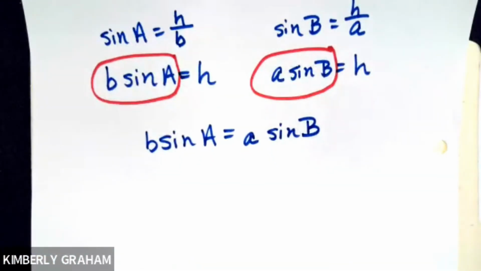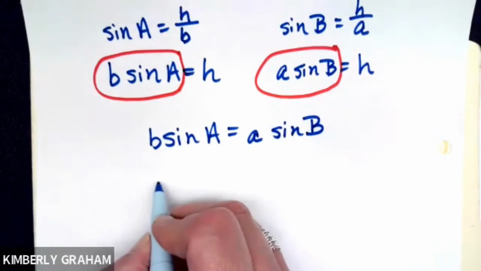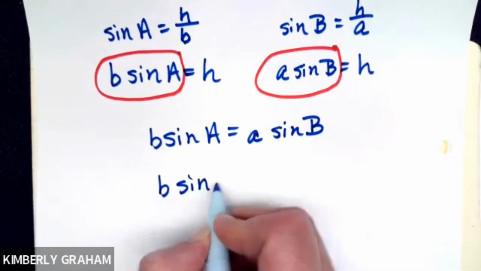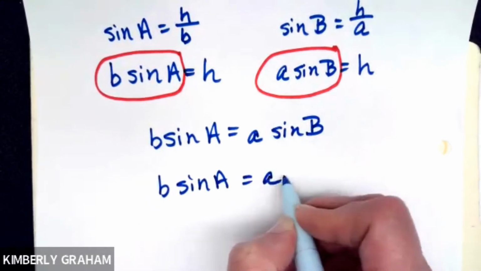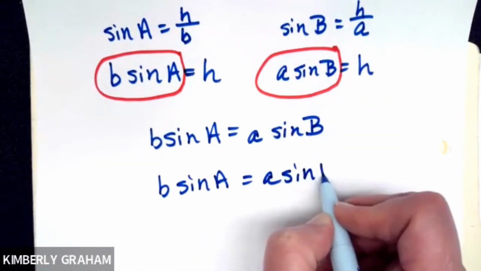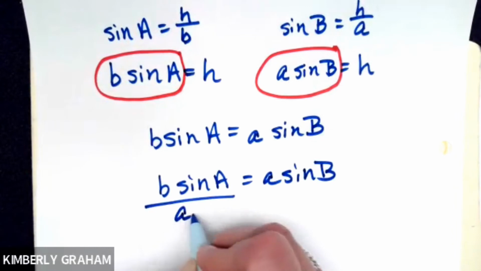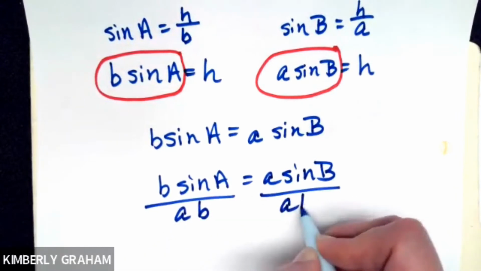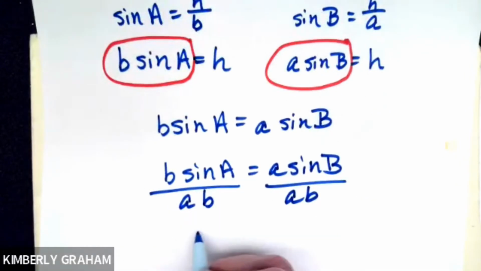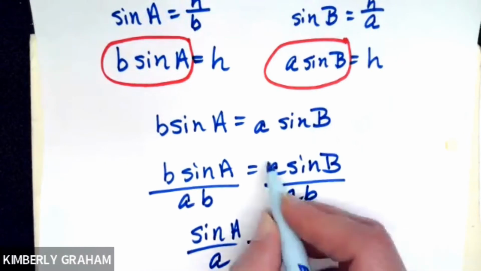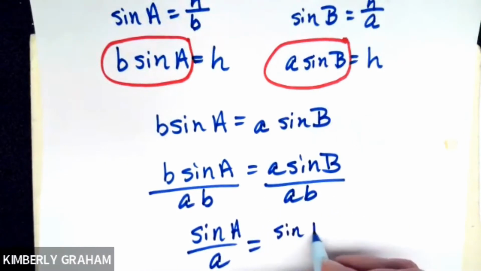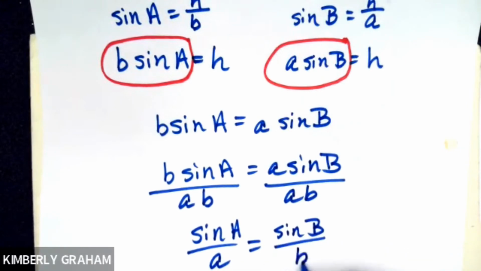Now I can divide both sides of my equation here by AB. So here the B's are going to cancel. So I have sine A over A. Here the A's are going to cancel. I have sine B over B.